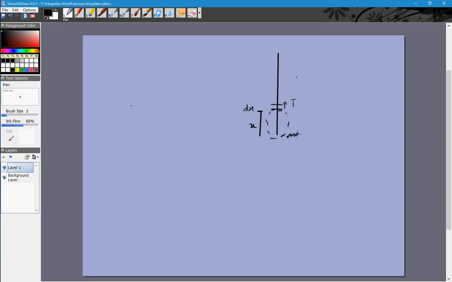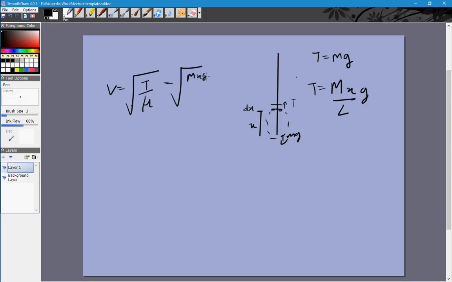T is upwards, mg is downwards, and what we'll get is T is equal to mg, because the rope is completely stationary. But this m is only the mass of this much rope, it's not the mass of the total rope. So that will be capital M x by L times g. This is T, right? We know what the velocity is, that is root of T by mu, which is root of M x g by L by M by L, which is root of xg. This is the velocity. This is dx by dt, and now you can easily get the answer.